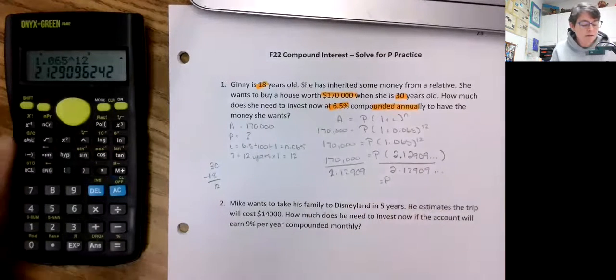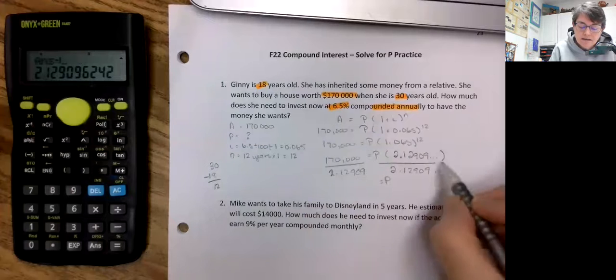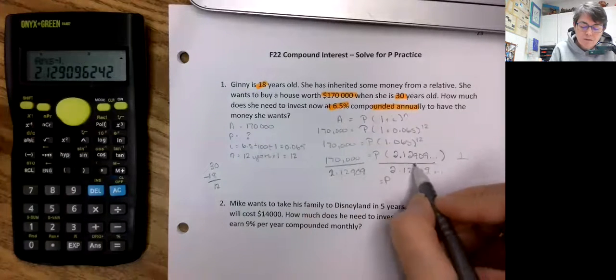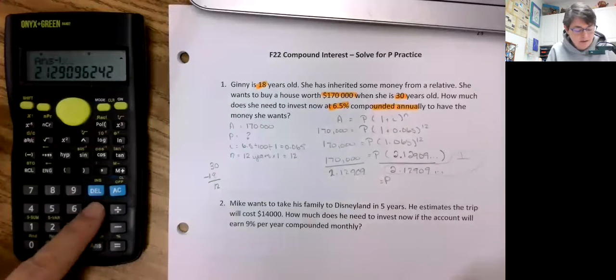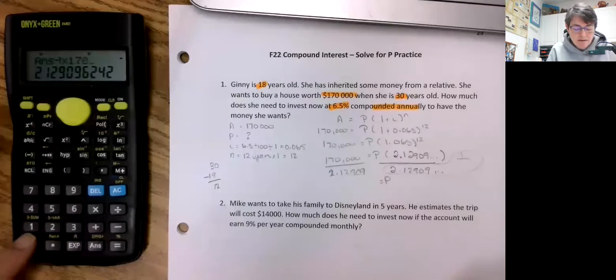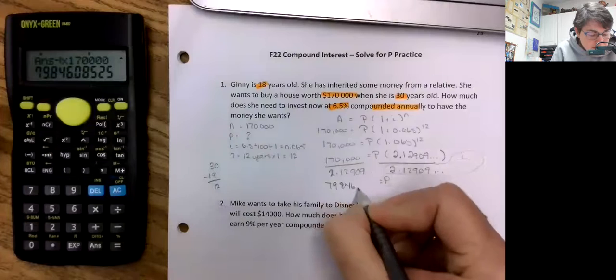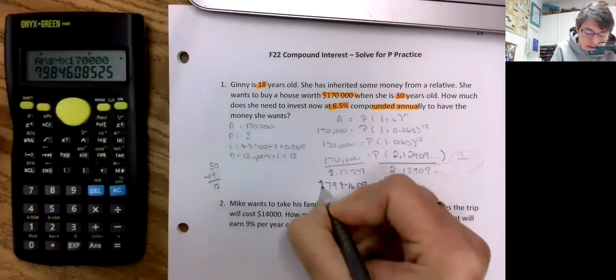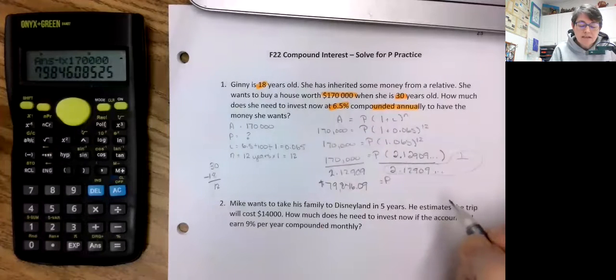And again, I'm just using the x to the minus 1 button. This one. And it gives me answer to the minus 1. So essentially all that does is it takes this and makes it 1 over it, which is what this is. So if we do that, and then we multiply that by the 170,000, 3 more zeros. Okay, so 79,846.09. There you go, 79,000 is what she needs to invest now.